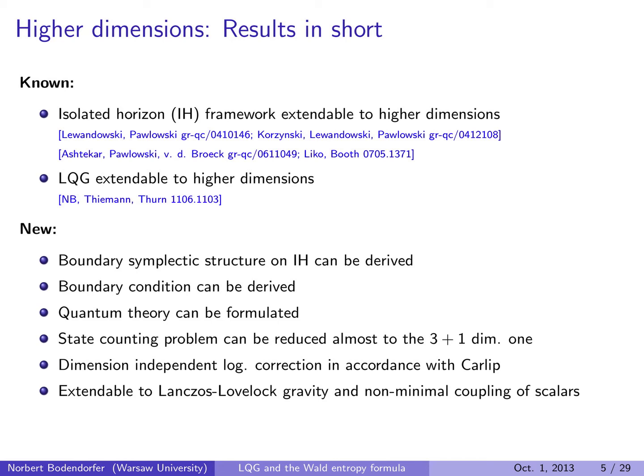We need to generalize the boundary condition to higher dimensions. We need to formulate a quantum theory based on those variables. We need to do the state counting. In this case, we will show that we actually don't need to do the state counting because we can reduce the problem to the 3+1 dimensional one. Then you can, for example, look at log corrections, and you find that you get dimension-independent log corrections in accordance with results of Carlip. In the end, you also want to look at generalized theories of gravity and see if you get the correct entropy there, and we will also comment on this later on.